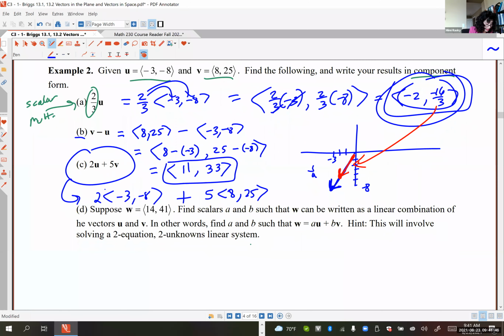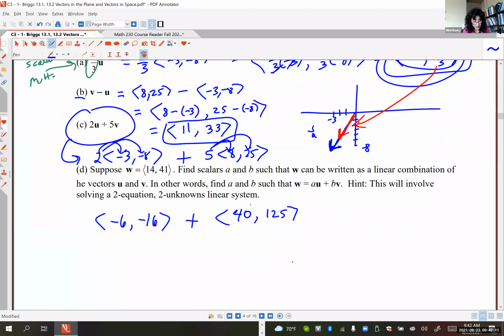Then you're going to distribute the scalar. So you're going to have 2 times -3, and I'll just do the multiplication quickly here. So the scalar multiple of 2 with the u is going to be that vector with -6 and -16 as components. And then when I distribute this 5, I'm going to get 40. Oh, what's 5 times 25? 125. Okay. So that's an intermediate step.